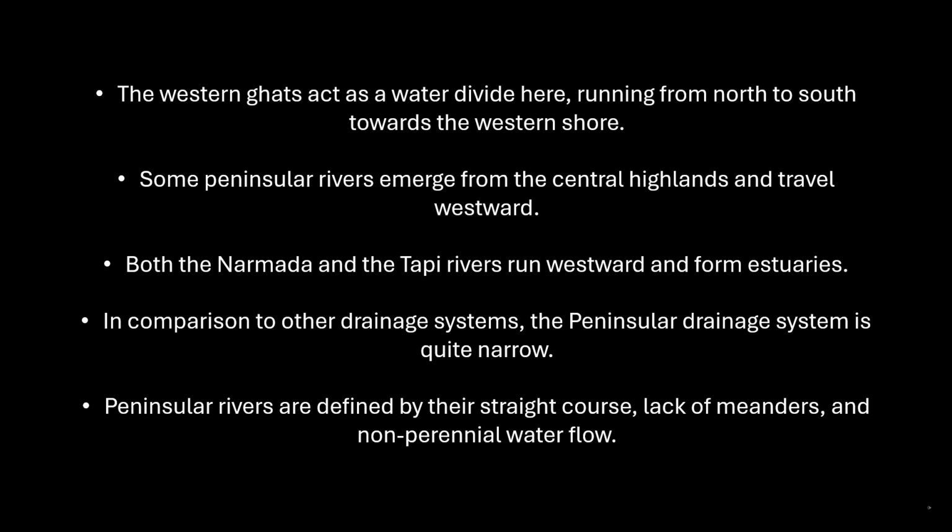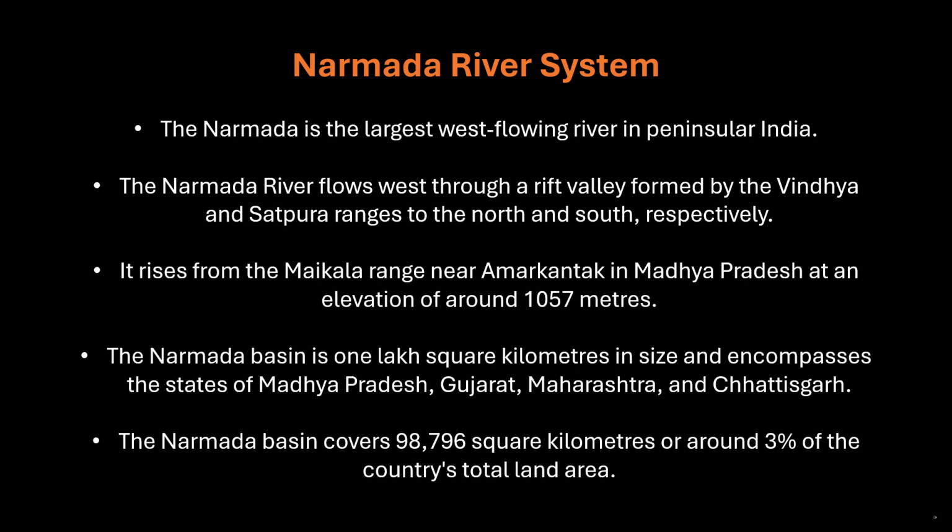In comparison to other drainage systems, the peninsular drainage system is quite narrow. Peninsular rivers are defined by their straight course, lack of meanders, and non-perennial water flow. Narmada River System. The Narmada is the largest west-flowing river in peninsular India.